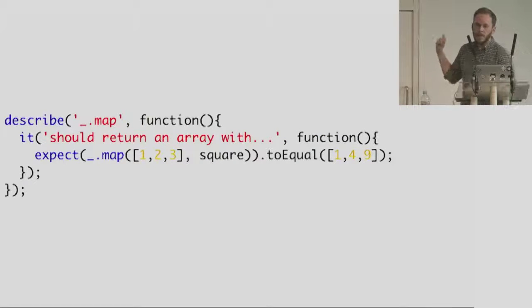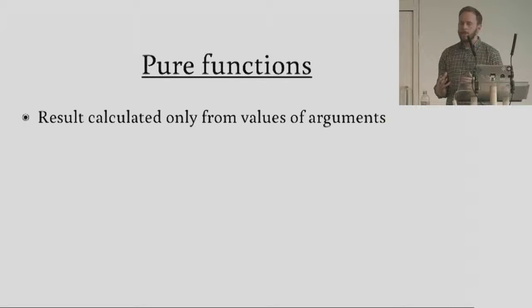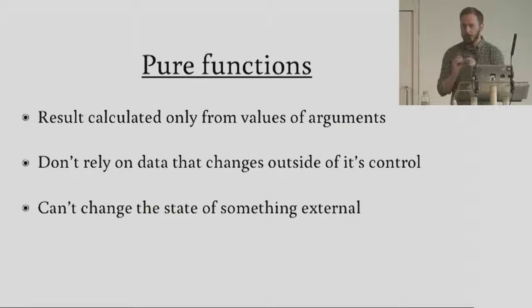But if you contrast this with something like Underscore's map, and a really simple function here called square that just takes a number, squares it and returns the value, you know that given the same input, you will always get the same result every single time it's called. And this is the concept of purity and of pure functions. Pure functions' results are only calculated from the values of their arguments. They don't rely on data that changes outside of their control, and they cannot change the state of something external either. So having functions that rely on or change mutable data outside of them is just a recipe for complexity. Using pure functions is a very helpful method of program construction, and it also makes your units of code trivial to test.